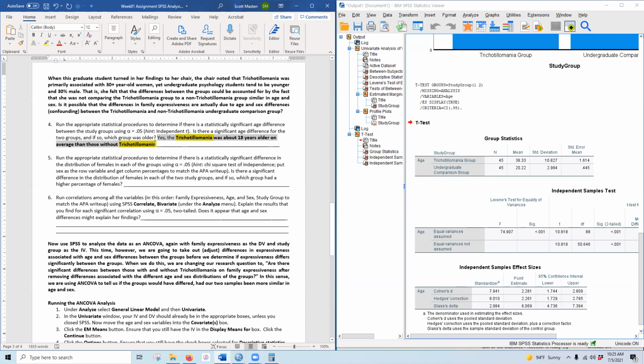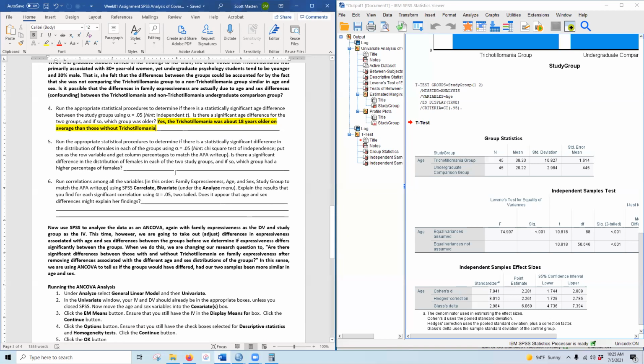So let's bold all this and highlight all this so you guys can see stuff easier. So number 5, run the appropriate statistical procedures to determine if there's a statistically significant difference in the distribution of females in each of the groups using alpha 0.05. So we're going to look at the distribution of gender.